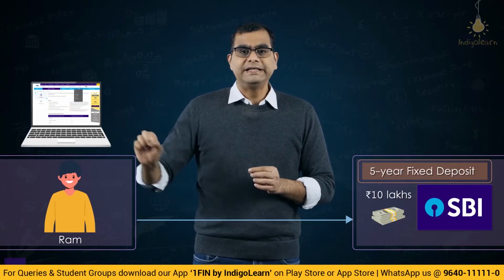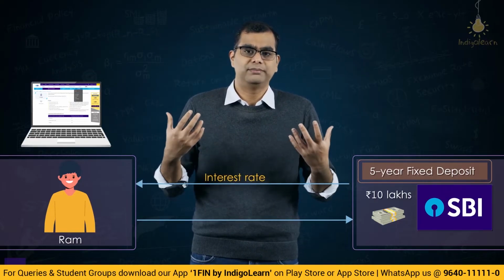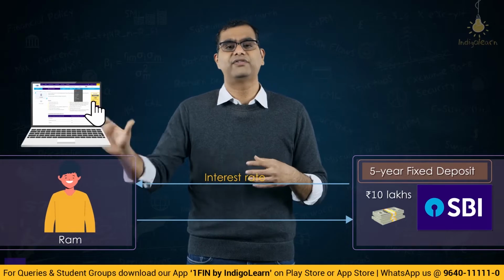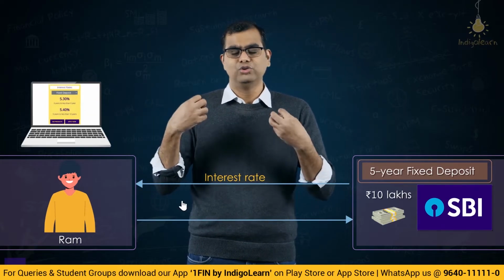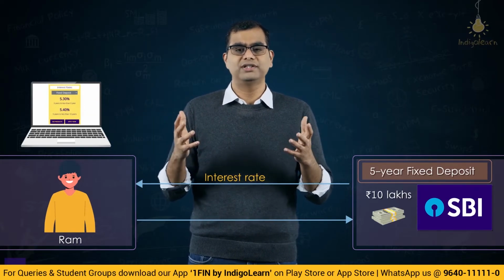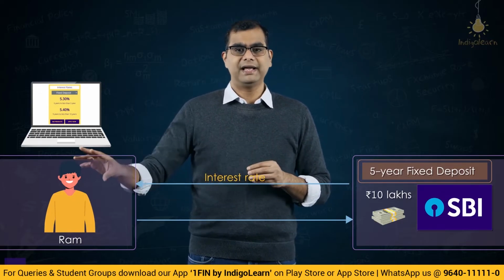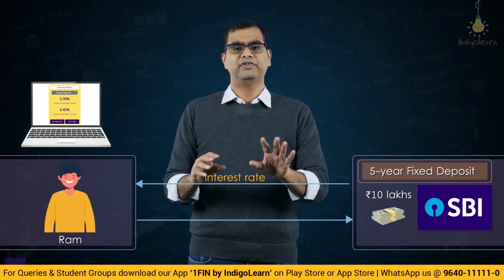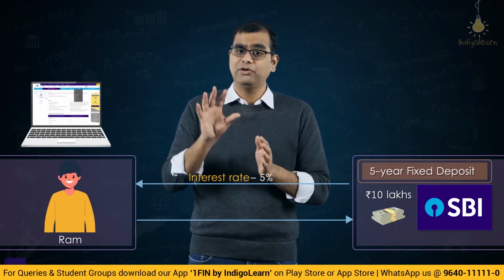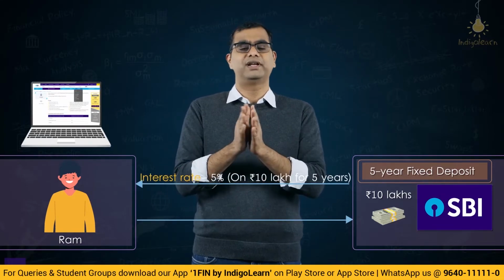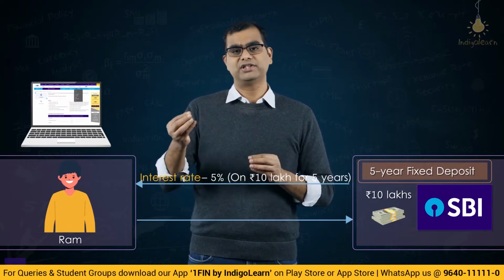Second, interest rate. Usually the banks say we have this interest rate for 5 years. You don't have a choice whether you want 6% or 7% or 8%. For a 10 lakh amount, they will say, boss, currently for 10 lakhs with 5 years of maturity, we are giving you 5% return. So you actually have to accept that.